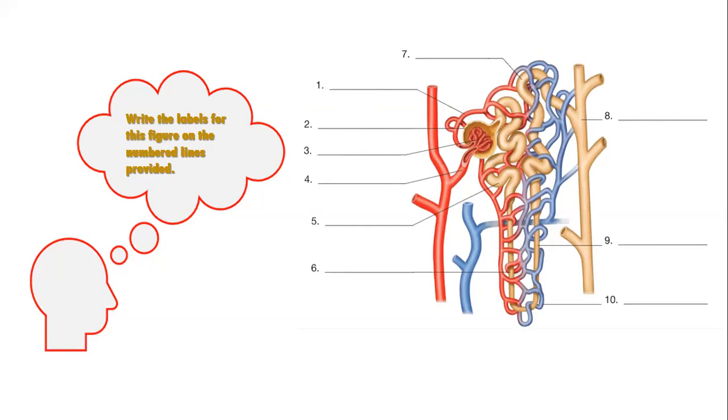Number 1, Dr. Ahmed, it's the efferent artery, not afferent. Efferent goes out of the glomerulus, and afferent goes to the glomerulus. Yes, efferent. Yes, Abdurrahman, it's correct. Number 4 is the afferent, which Ahmed said. It's number 2.